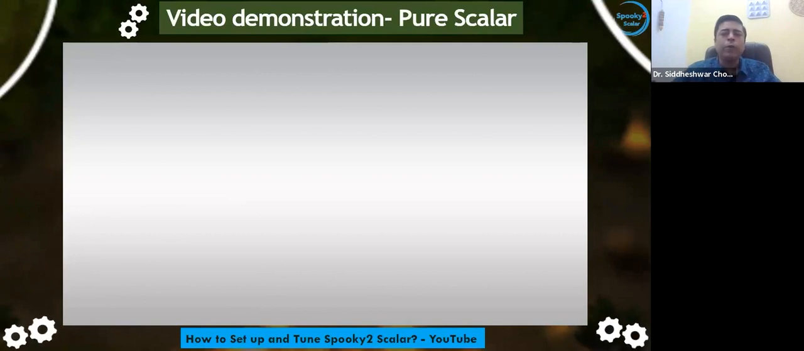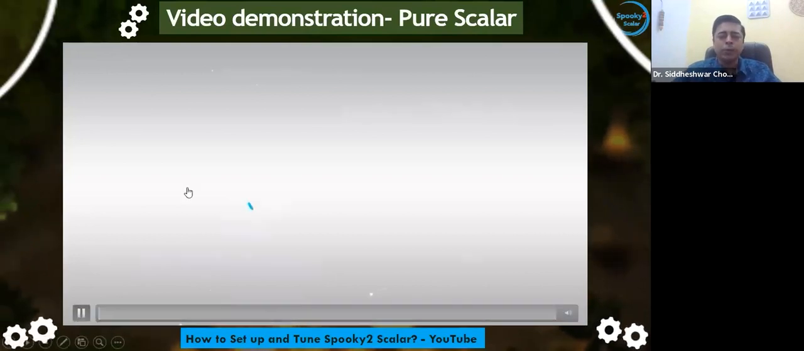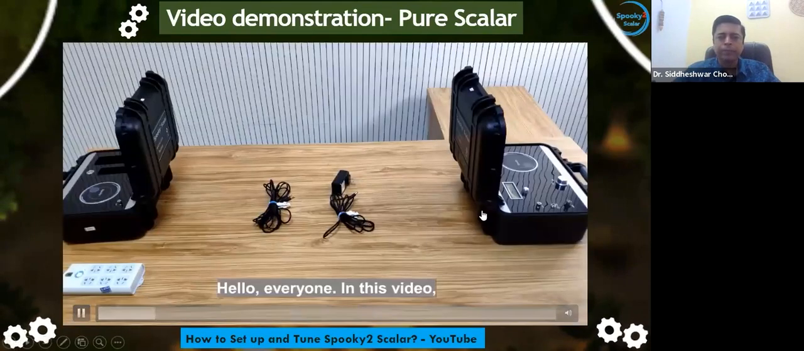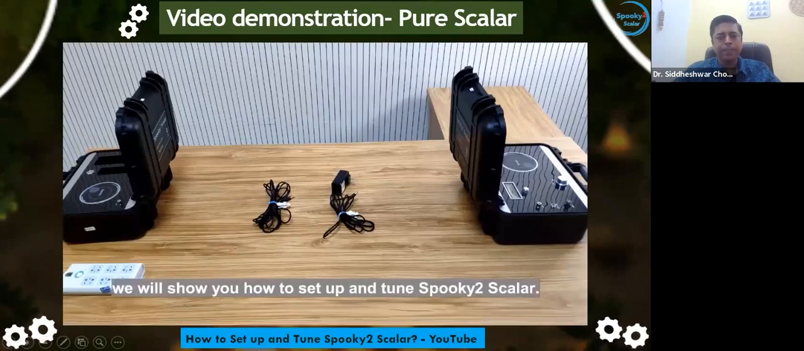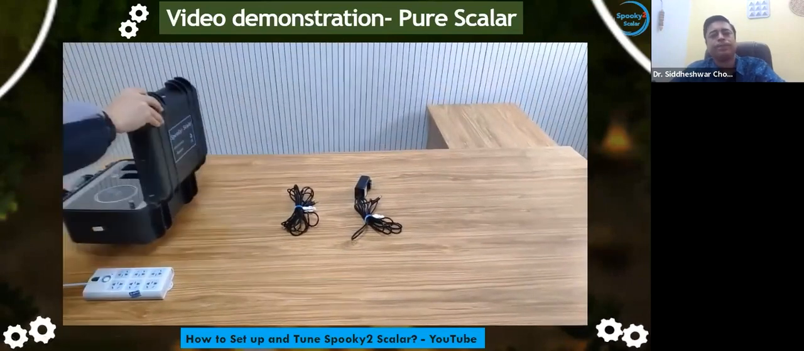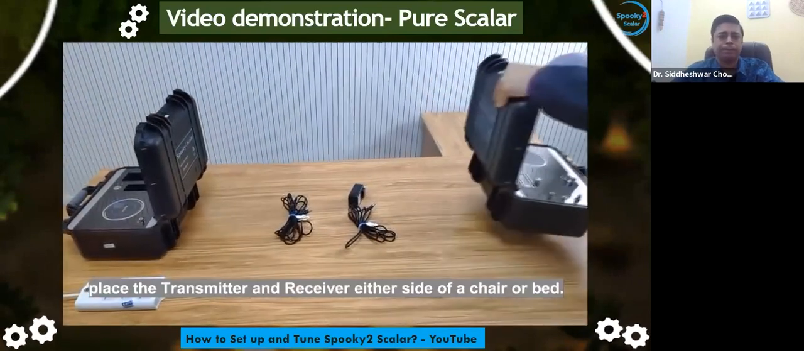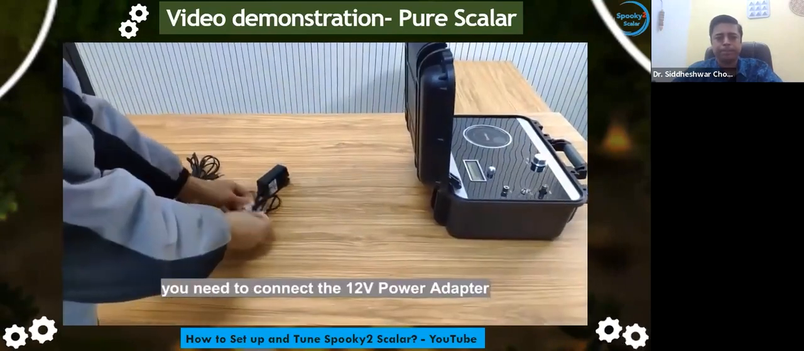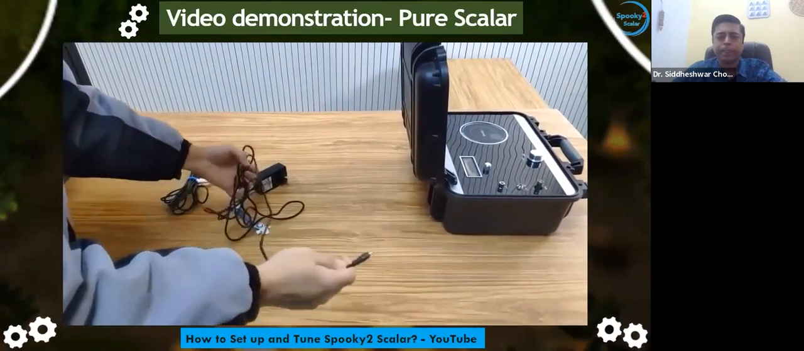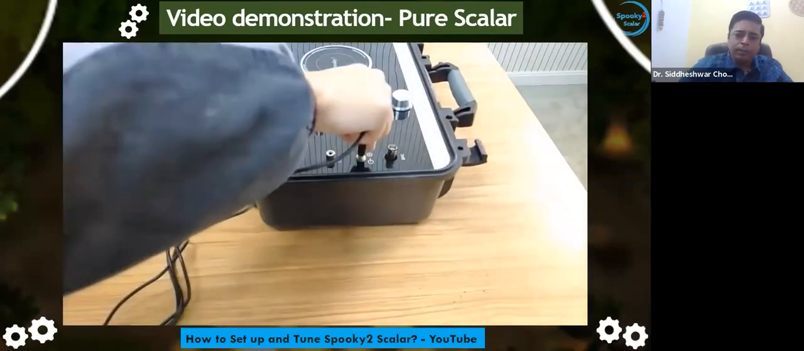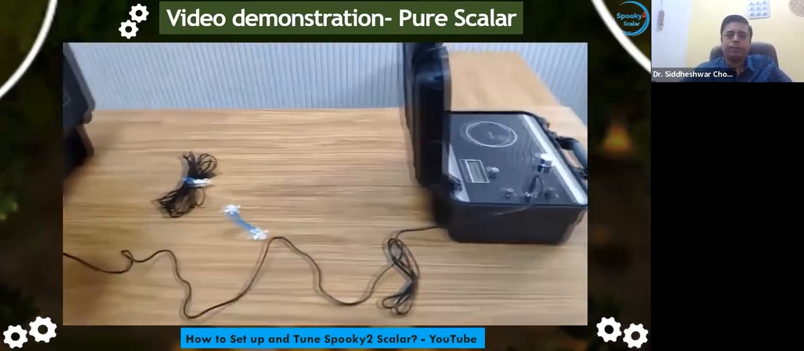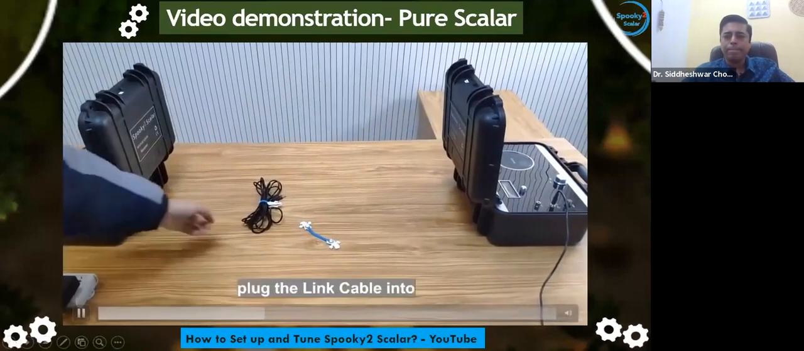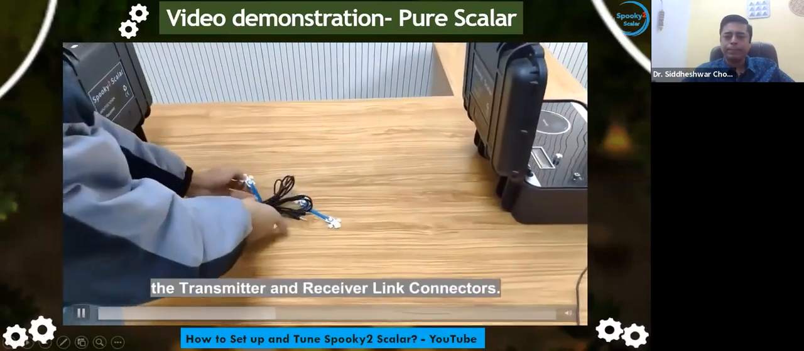Now, this is a quick video to show how to tune the Spooky2 scalar. I'm just speeding up. Hello everyone. In this video, we will show you how to set up and tune Spooky2 Scalar. First of all, place the transmitter and receiver either side of a chair or bed. Secondly, connect the 12-volt power adapter to the transmitter power port. Third, plug the link cable into the transmitter and receiver link connectors.